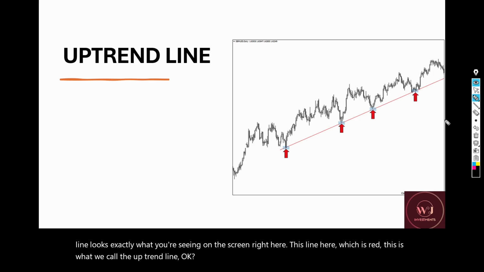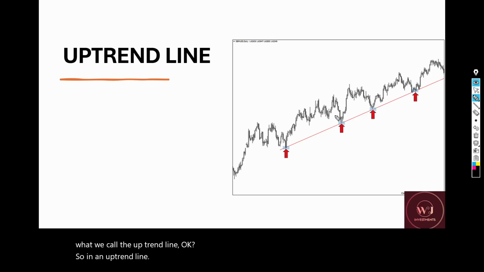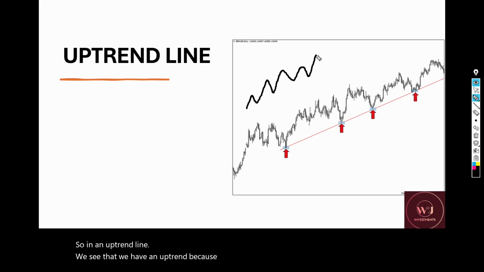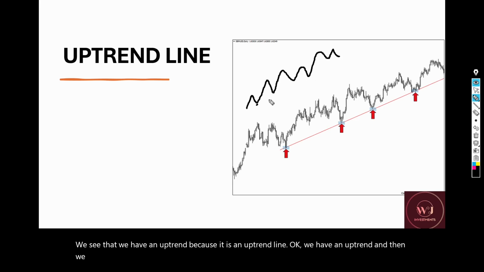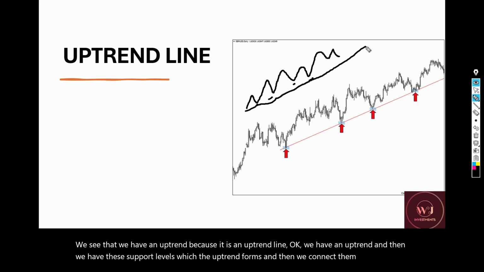So in an uptrend line, we have an uptrend, and then we have these support levels which the uptrend forms, and then we connect them to create this uptrend line.